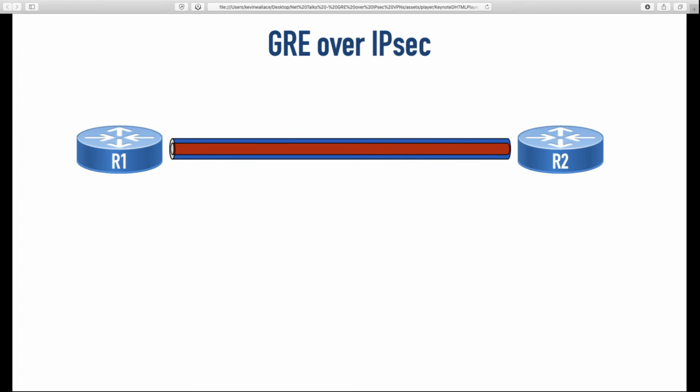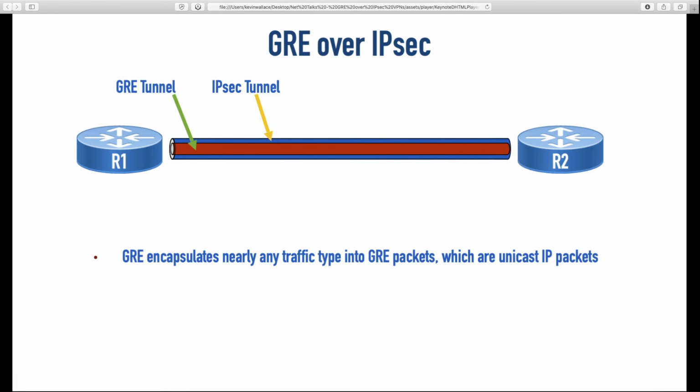What is a GRE packet? A GRE packet is a unicast IP packet. Do you see where I'm going with this? Once we put everything into GRE, it's now a series of unicast packets. Those can then be sent inside of an IPsec tunnel where they can be encrypted.